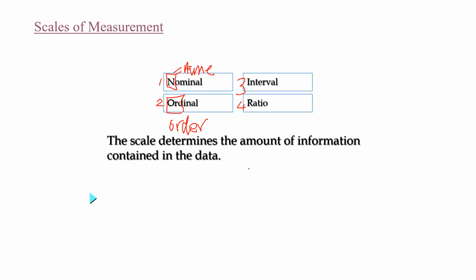When you think about the eye color, you won't care about the order. There's nothing that says which one is better than this one. Maybe you have your own preference, but generally speaking, there is no difference. However, if you are considering using the ordinal scale measurement, you not only care about name, but also you care about the order. So for instance, class standing.